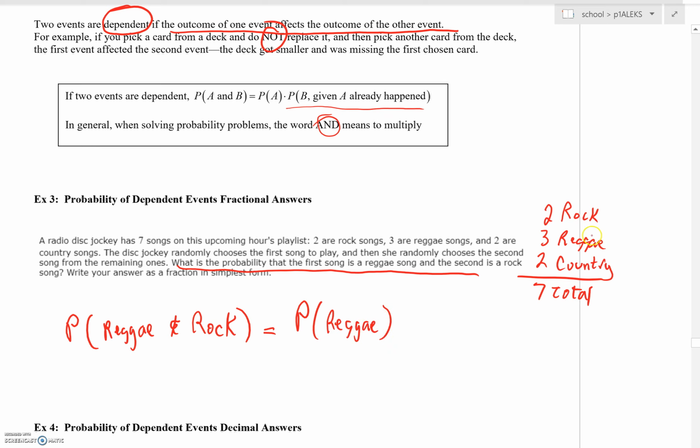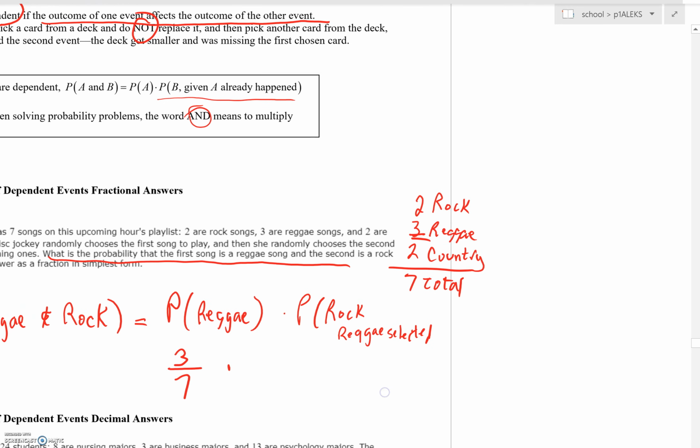which, by the way, you can see that there are 3 right there. That's 3 out of a total of 7. But now we want the probability of getting a rock song, given that a reggae was selected. So that's the big difference. Once a reggae was selected, you don't have 3 reggae songs anymore. Now you only have 2. You have 2 rock songs still. You still have 2 country songs.